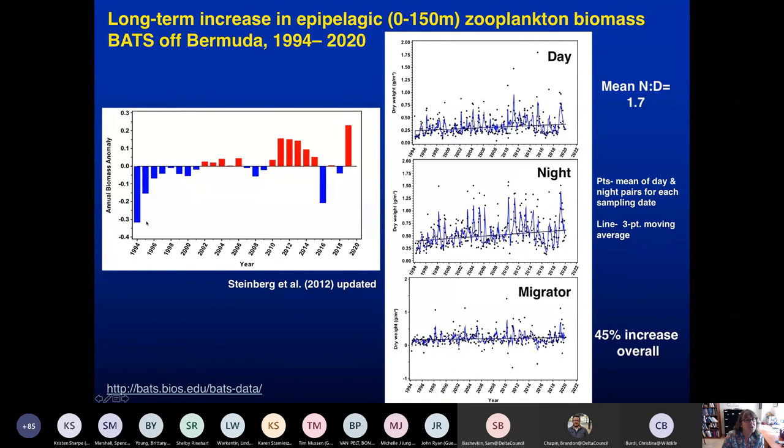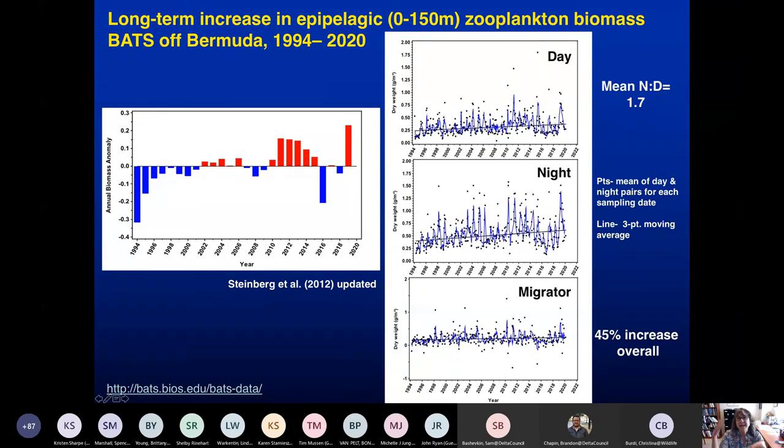On the left here is the annual biomass anomaly of zooplankton at the site. Below the bar are lower than average zooplankton biomass, and the red is higher than the long-term average. The first thing to notice is that there is a long-term increase with some ups and downs through the years, but we do have a long-term increase in the epipelagic 0 to 150 meter zooplankton biomass at the site. And we think it's due to increases in primary production in some smaller phytoplankton in the Sargasso Sea at BATS.